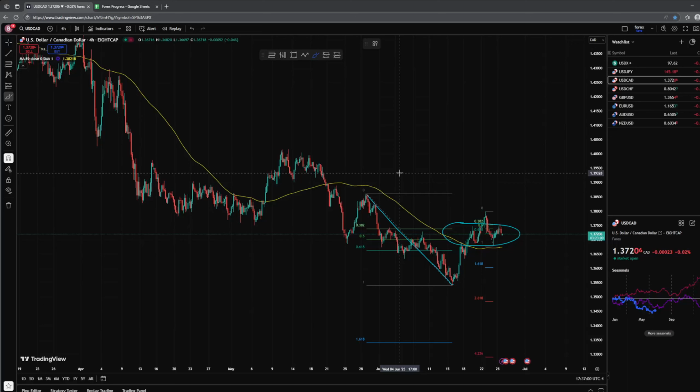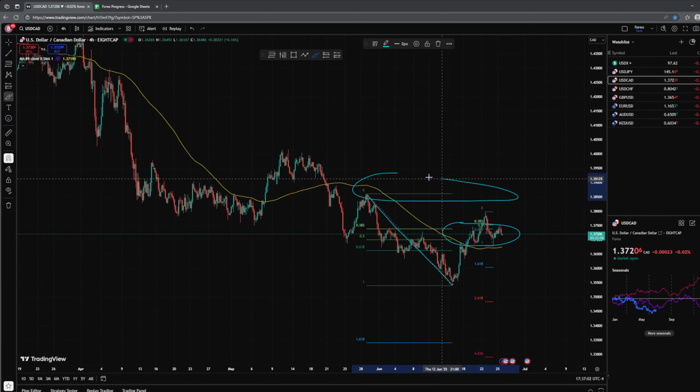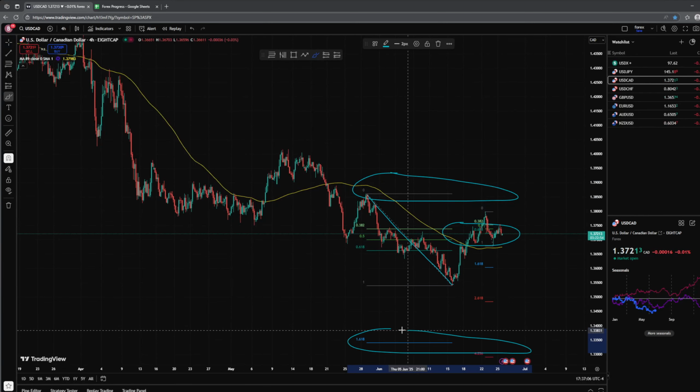Take your sell USD Canada right now, set your stop loss above the local maximum here, set your take profit at the Fibonacci extension 1.618 down here. Your risk and reward ratio would be about 1 to 3. Now it's a perfect time to sell Loonie.